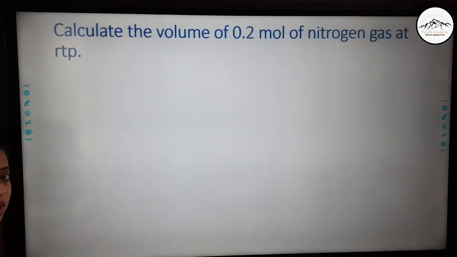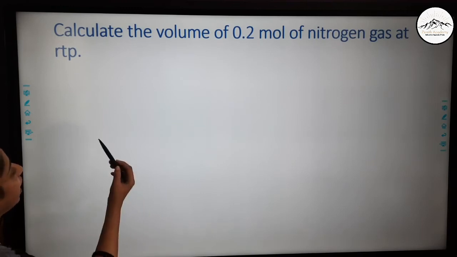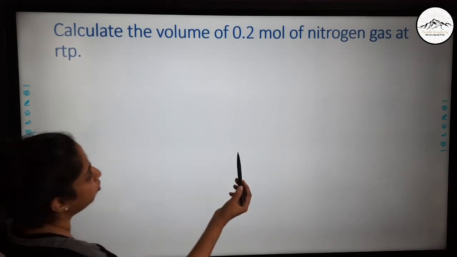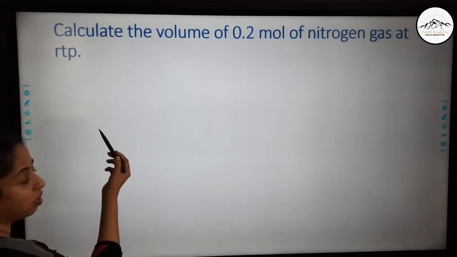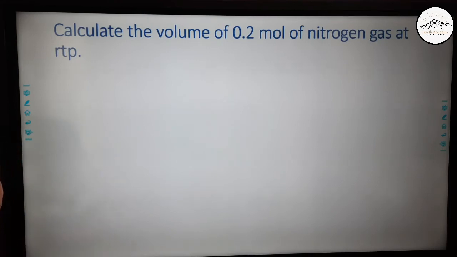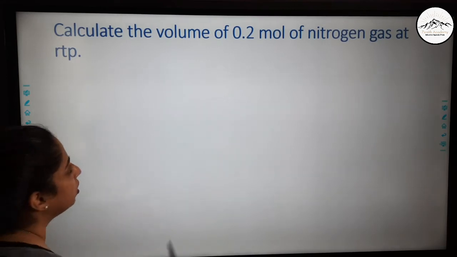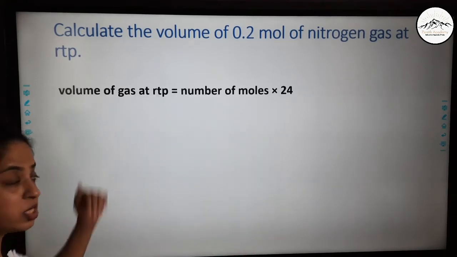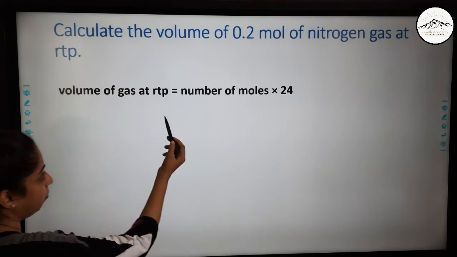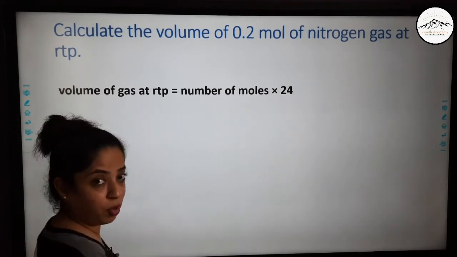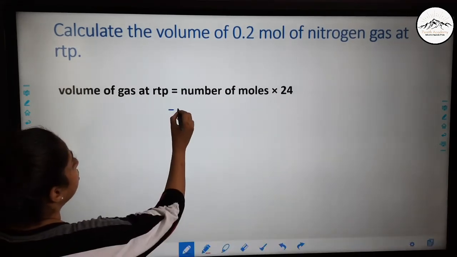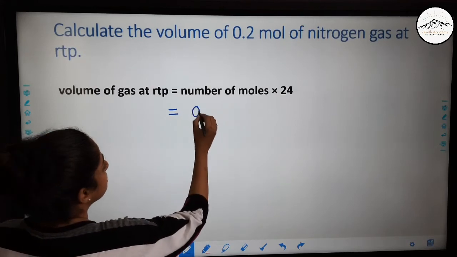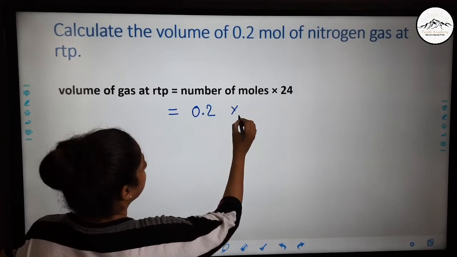Now let us go ahead and solve some sums. Calculate the volume of 0.2 mole of nitrogen gas at RTP, that is at normal room temperature pressure. So they have given us the number of moles, so we can use this formula. Volume of gas at RTP is number of moles into 24. So the volume of gas is, number of moles is given as 0.2 and this is 24.